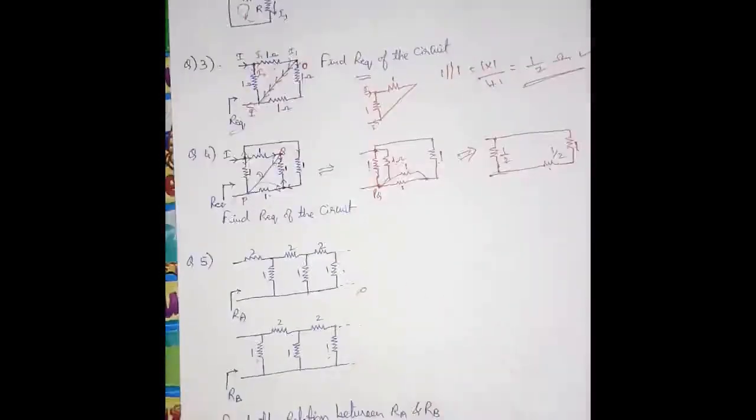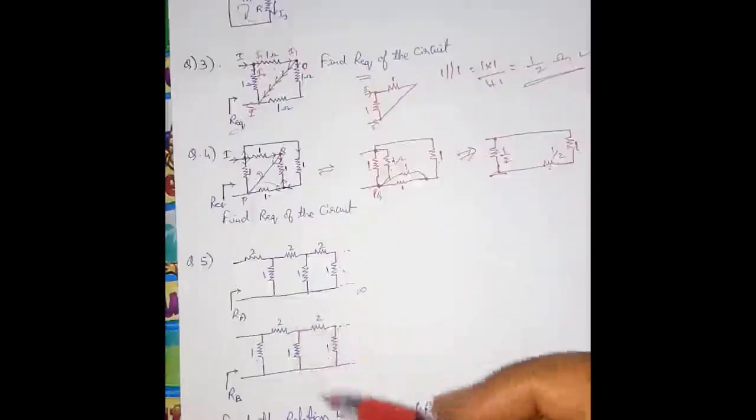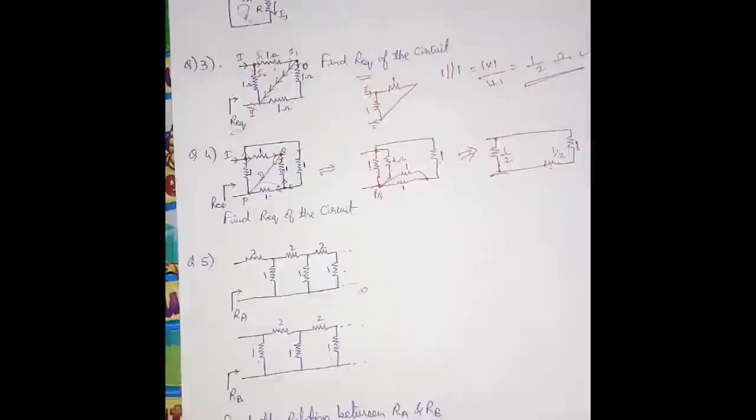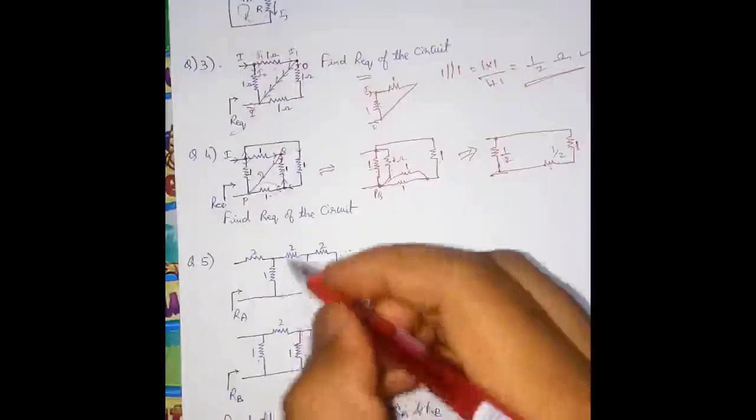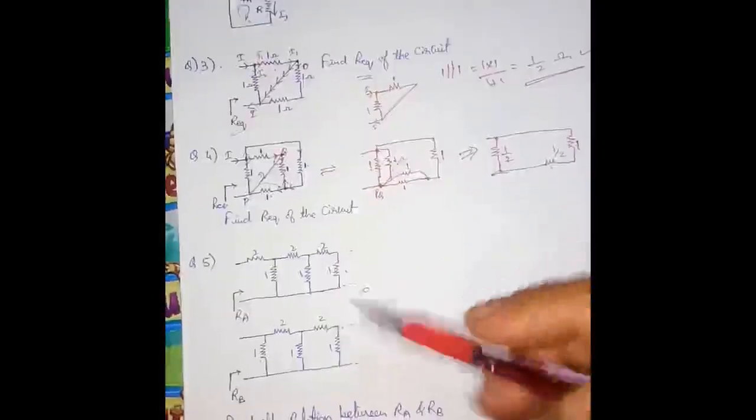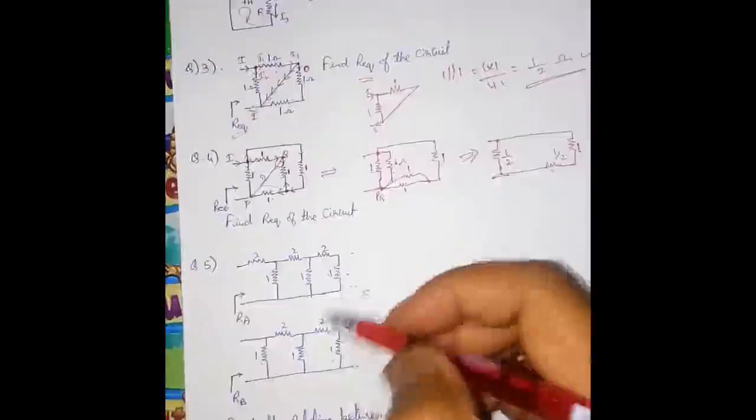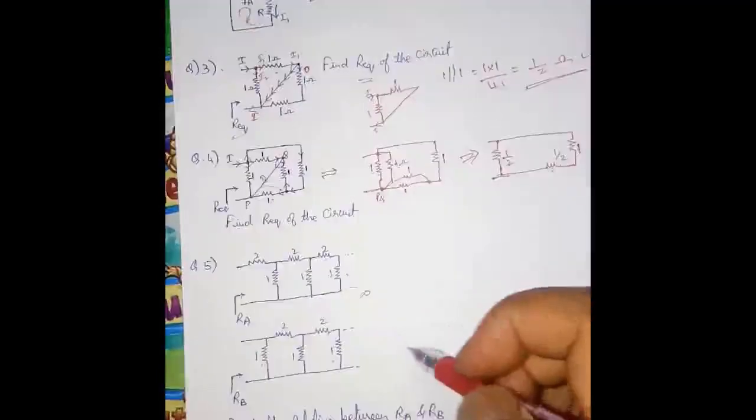If this kind of problem is given, they ask you to find the relation between RA and RB, and they give the options. Now there are similarities between these two: 2 1 2 1 2 1. We have 2 1 2 1, and it is continuing, 2 1.